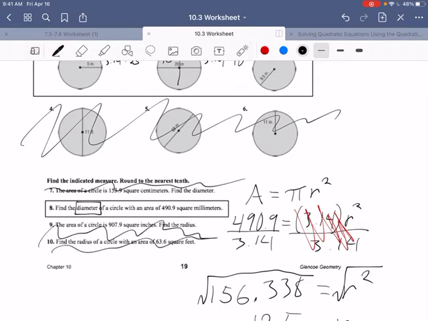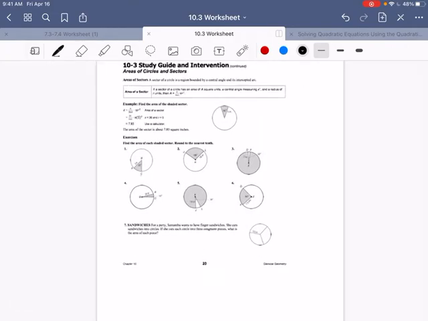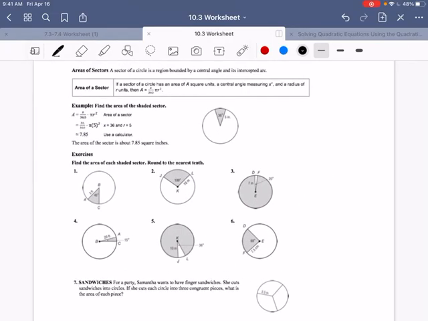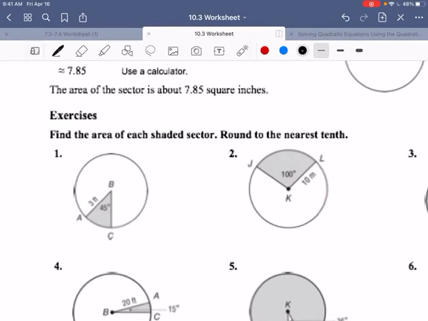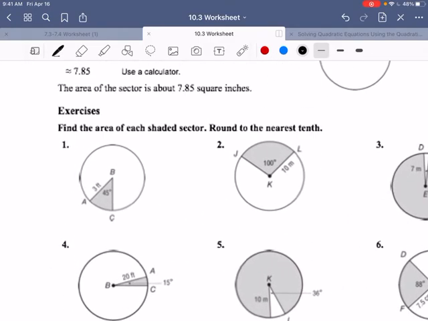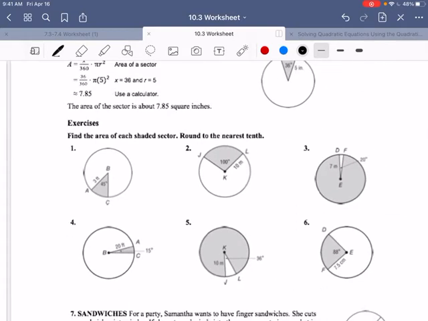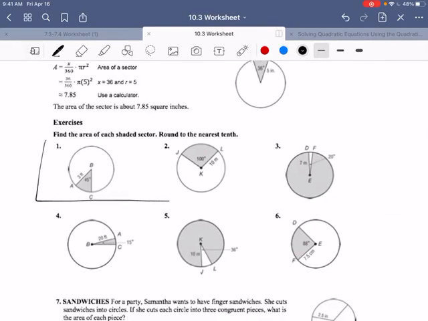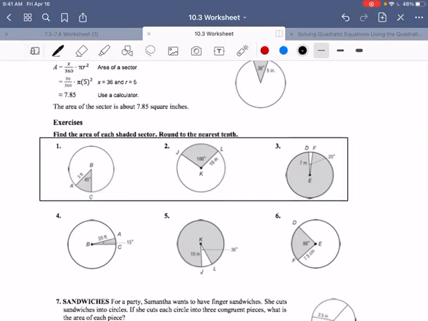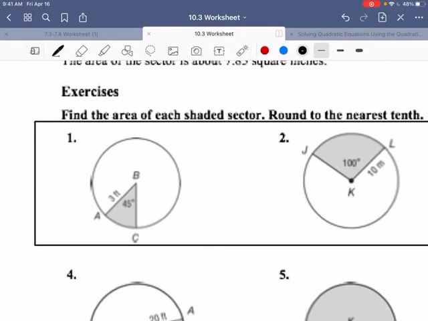Use this formula. Okay, so I'll walk you through 1 or 2, and that's what I want you to do. So if we look at these first 3, we're doing the shaded sectors. That's what we're trying to find, the area of the shaded sector. So we want to use our formula, A equals x over 360 times pi r squared.